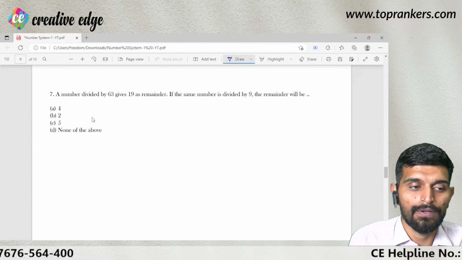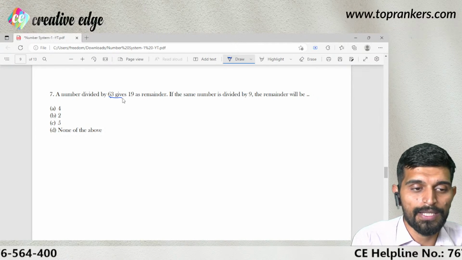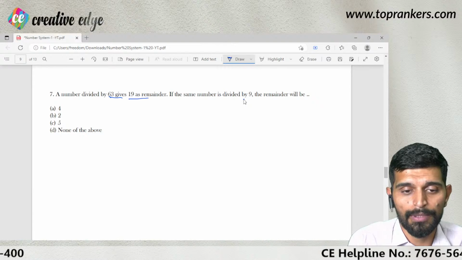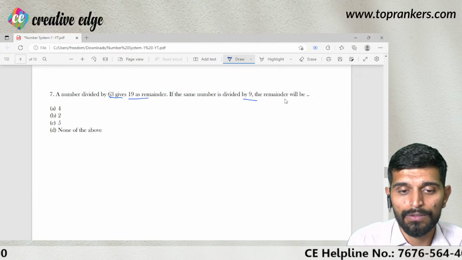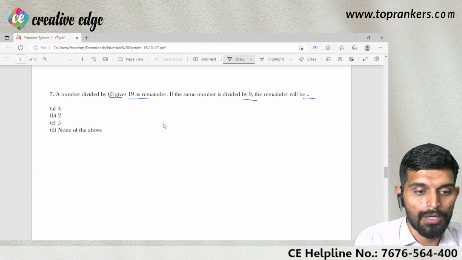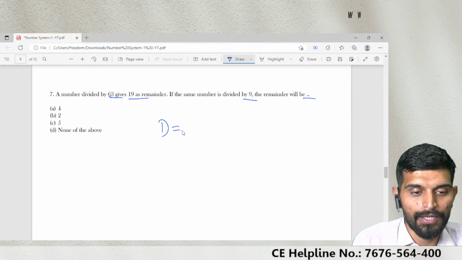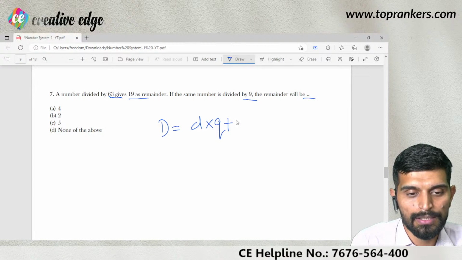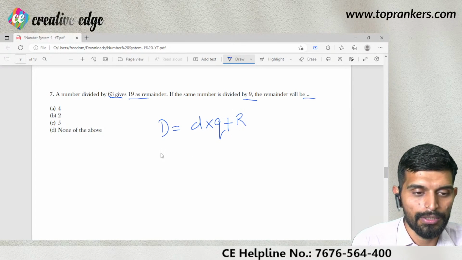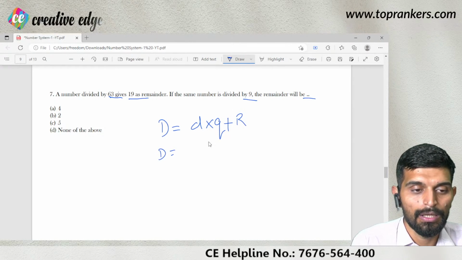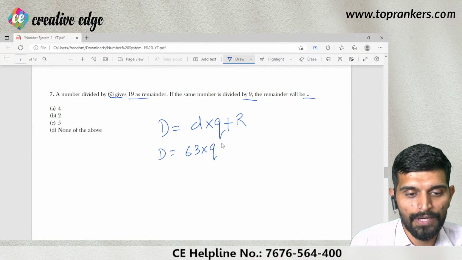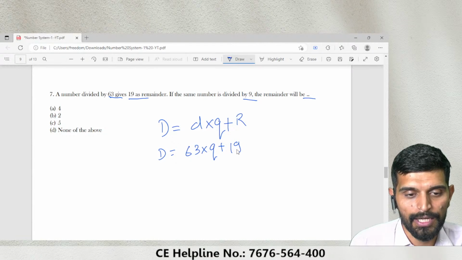Next, we have a number divided by 63 gives us 19 as remainder. If the same number when divided by 9, the remainder will be? We know the rule: dividend is equal to divisor into quotient plus remainder. So here the dividend be D, divisor was 63, quotient was some value Q, and remainder was 19.